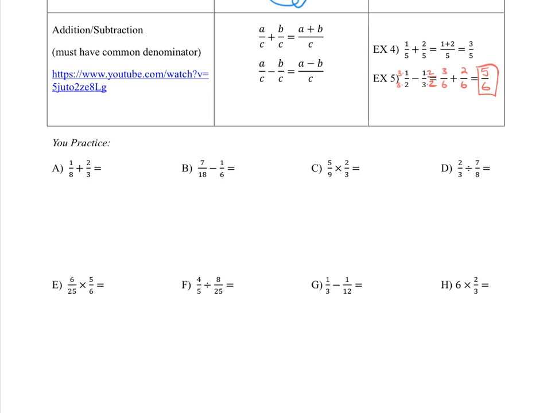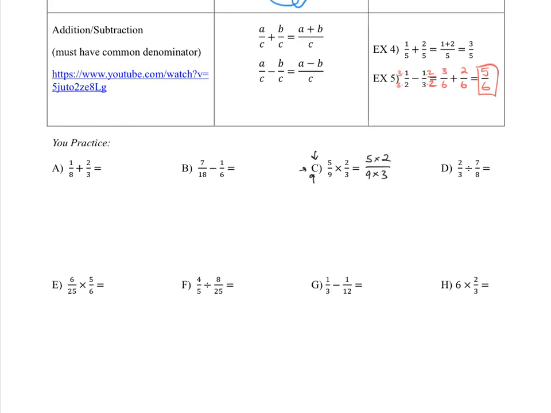All right, in the rest of these examples here, I'm going to start out with the multiplying and dividing first because those are generally going to be easier than the addition and subtraction. So I'm going to start here with example C, and what I'm going to do is write out the multiplication of the numerator and the denominator.